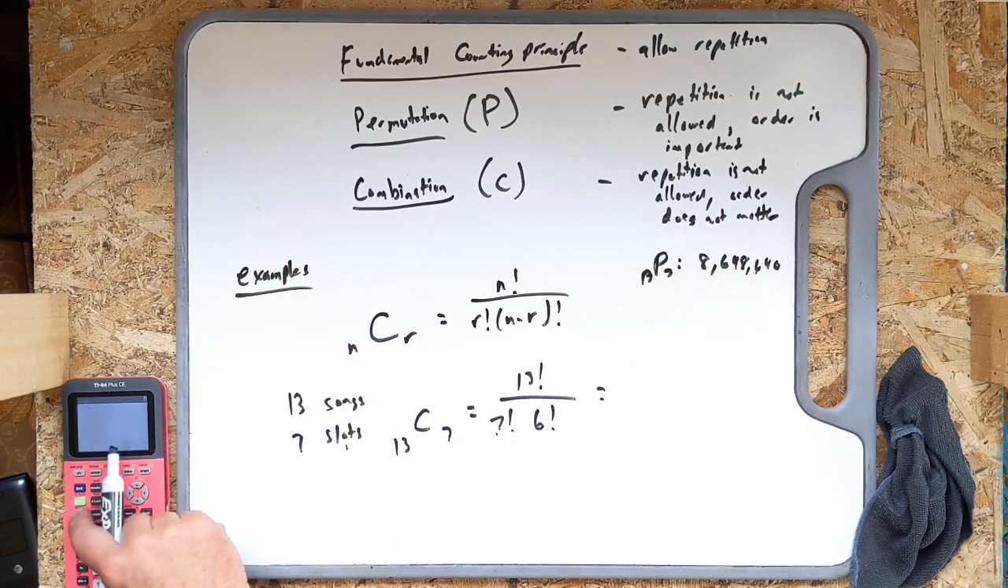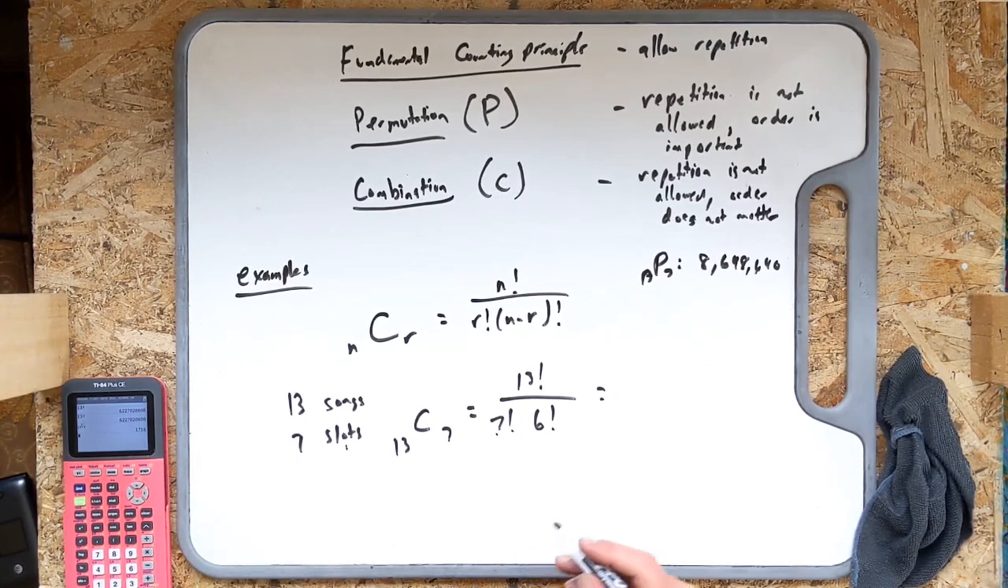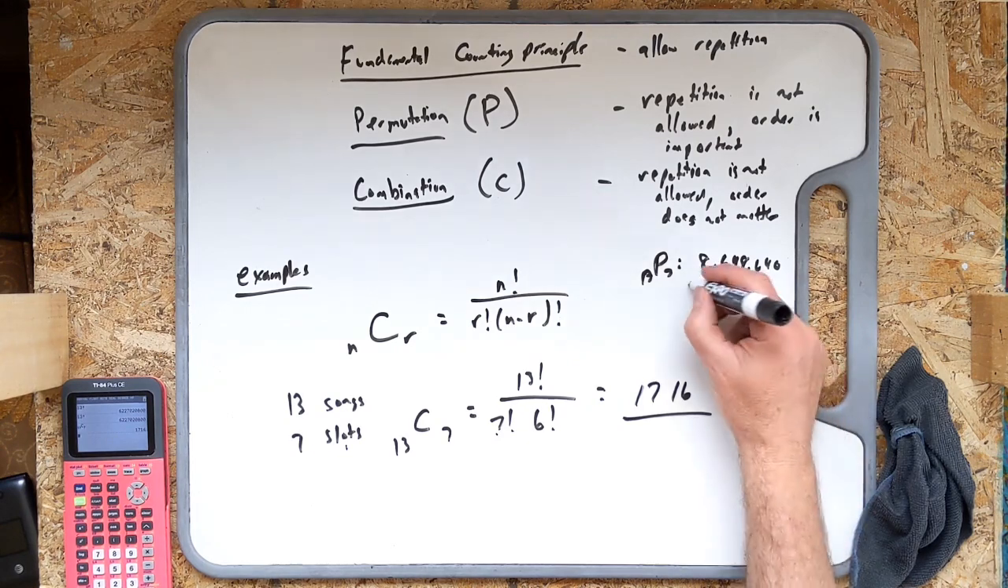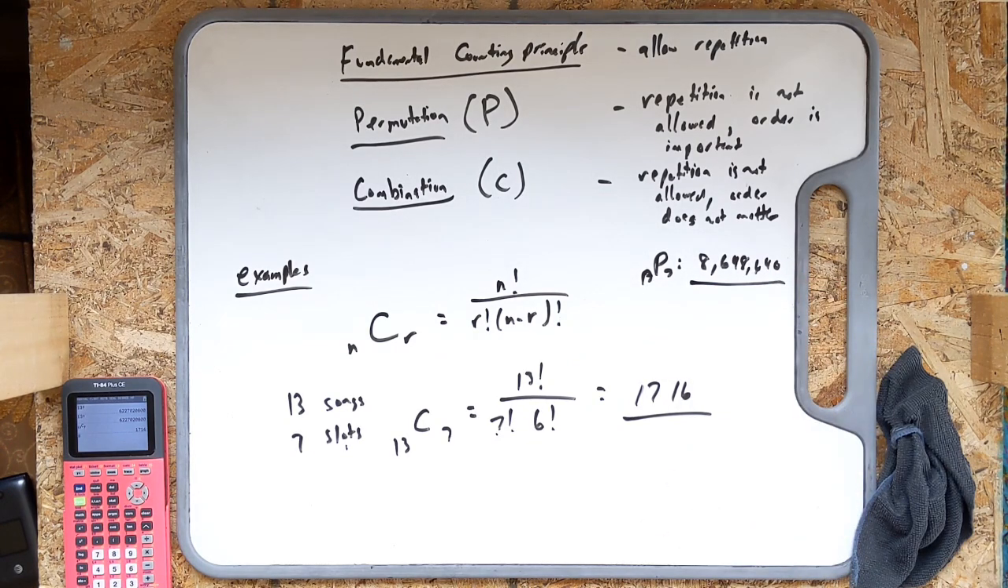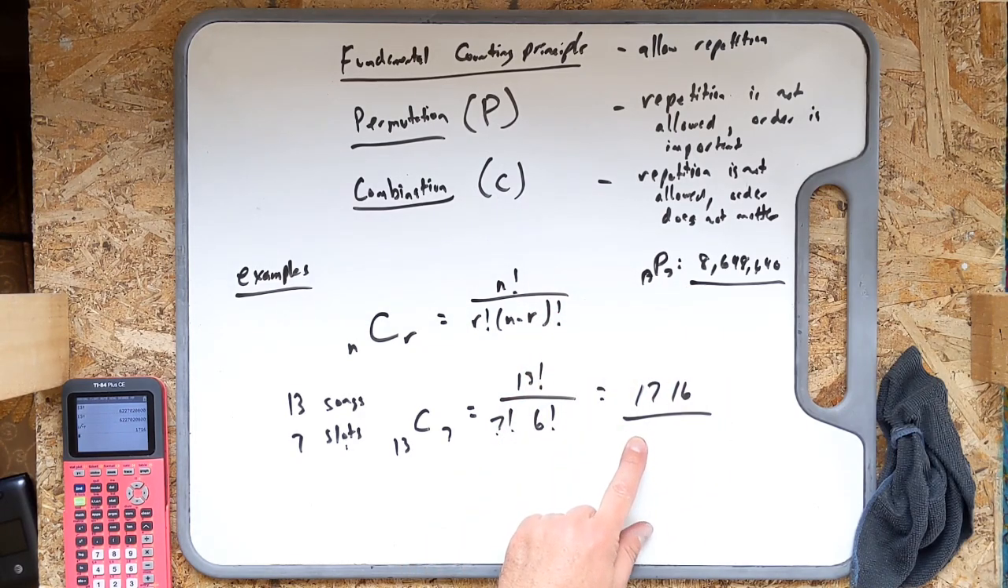So you can go math. Oh, actually, I got to put 13 first. 13, math, prob. There's an nCr under there. Actually, that didn't work. Math. Okay, combination of 13 things taken 7 at a time is 1,716. Way, way less. And that is the difference between order mattering and order not mattering.